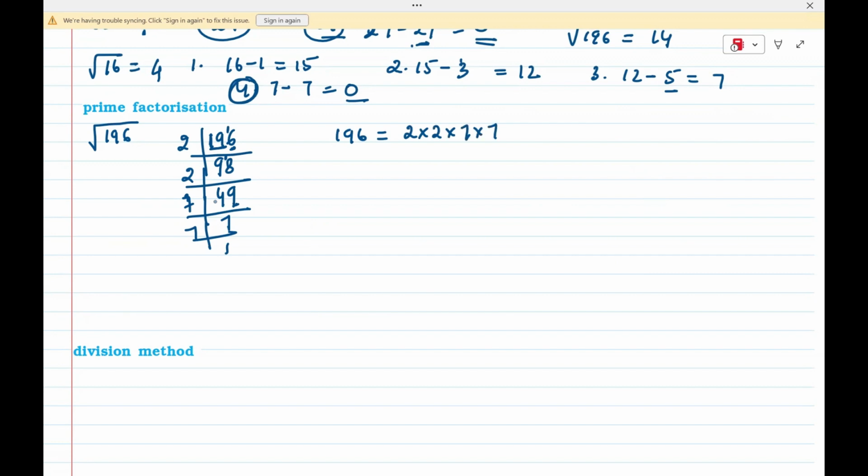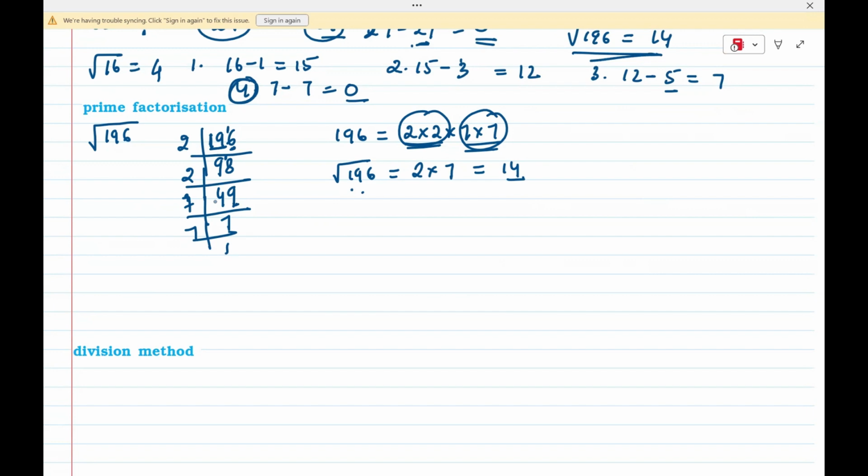After the prime factorization, we have to make the pairs of prime numbers. Like here, I can make a pair for 2 and here I can make a pair for 7. So when I calculate the square root of 196, I take one number out of a pair. So this is one pair, I'll take one number. This is one pair, I'll take one number. So 2 sevens are 14. So the square root of 196 is 14, the same way as we got in the previous method.